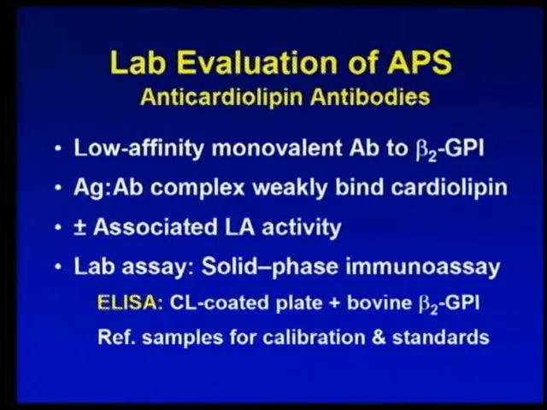Practically, we use a solid phase immunoassay or an ELISA assay, commonly using cardiolipin-coated plates with the addition of beta-2-glycoprotein 1 from bovine serum for the antibody to bind to. And there are referenced samples for calibration and standardization of the anticardiolipin antibody assay.